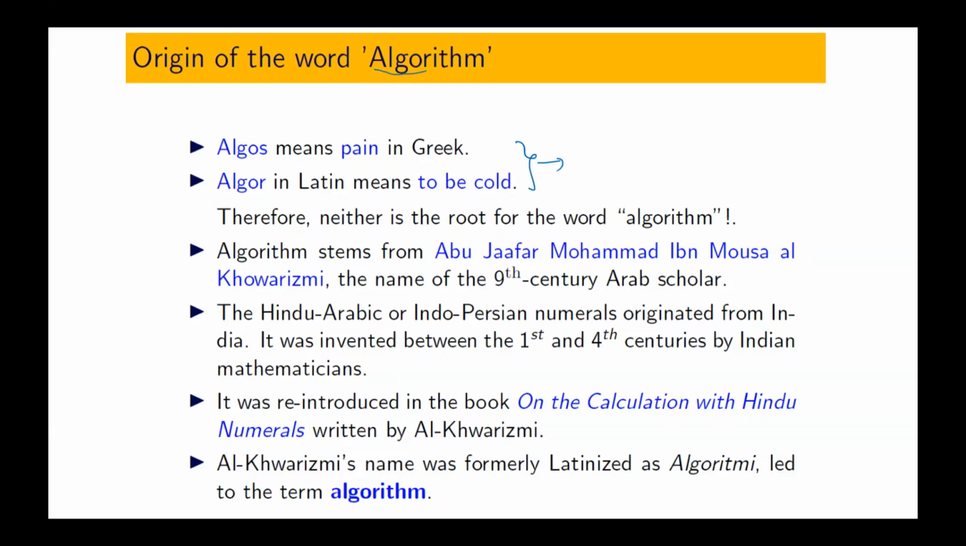Then how did the word algorithm originate? The word algorithm originated from the name of the Arab scholar Al-Khwarizmi. His full name is Abu Ja'far Muhammad ibn Musa Al-Khwarizmi. Whatever number system we are using now, what is the most popular system in the world? The decimal number system. What are the digits in that? 0 to 9.